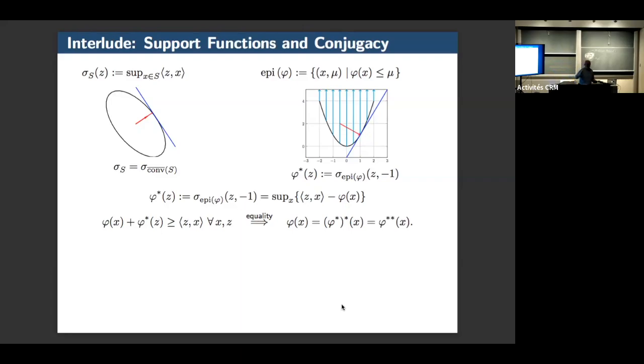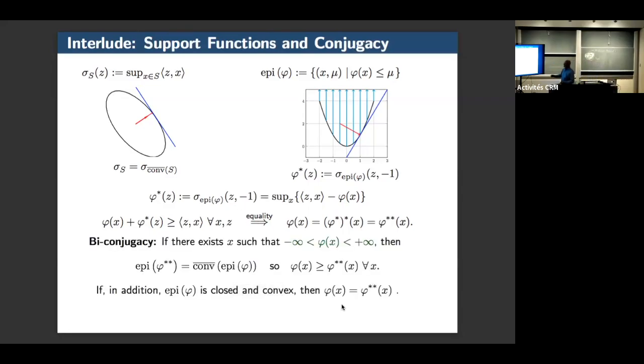Okay? But that means the second conjugate equals phi of x. So I conjugate, and when do you get equality? Well, you get equality when we have the closed convex hull, so you get attainment. Okay, so you get equality when the epigraph is a closed convex set. And we call that a closed proper convex function. So for every closed proper convex function, phi is the second conjugate. So that's the biconjugacy theorem.